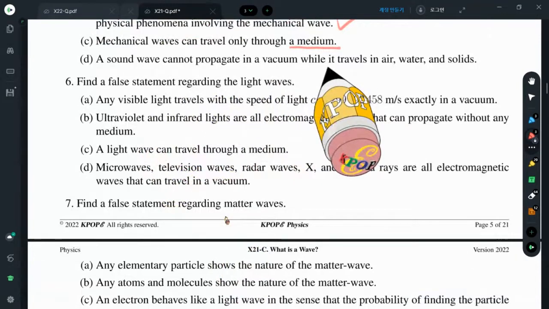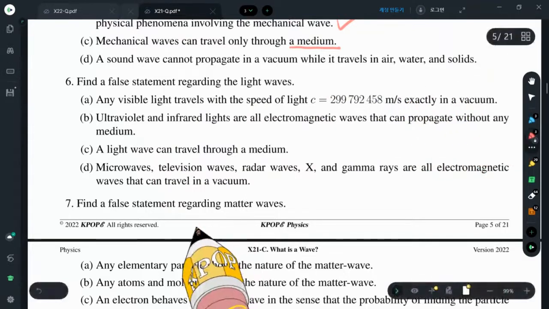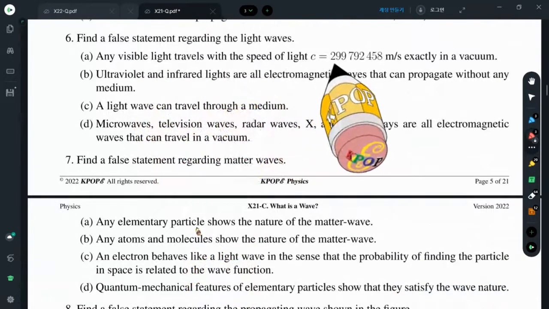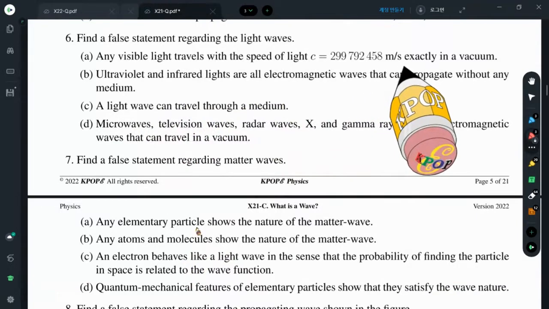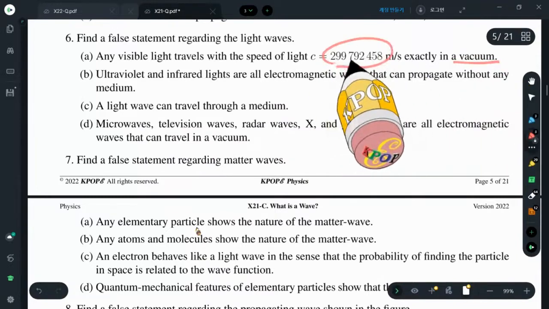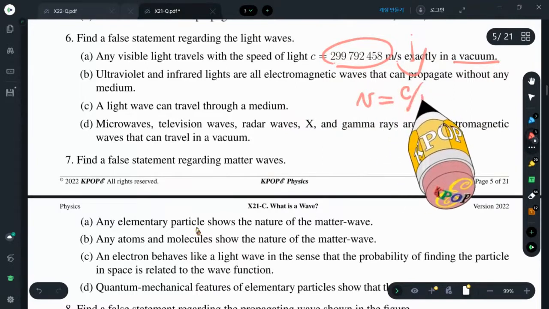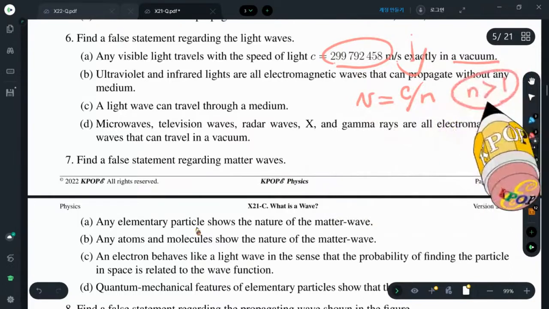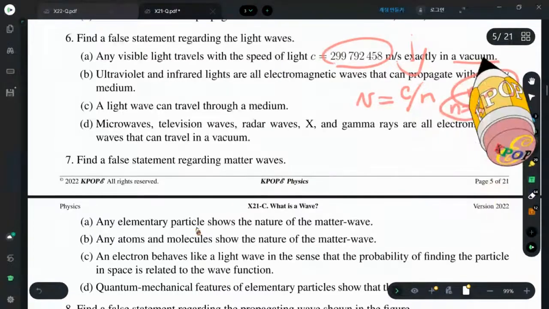Sure, while it travels in the air, water, and solids. Any visible light travels with the speed of light, 299,792,458 meters per second exactly, in a vacuum. In a medium, it goes down. The speed of light in a medium is defined by c over n, and for any matter, n is greater than 1, and n is 1 only for the vacuum.